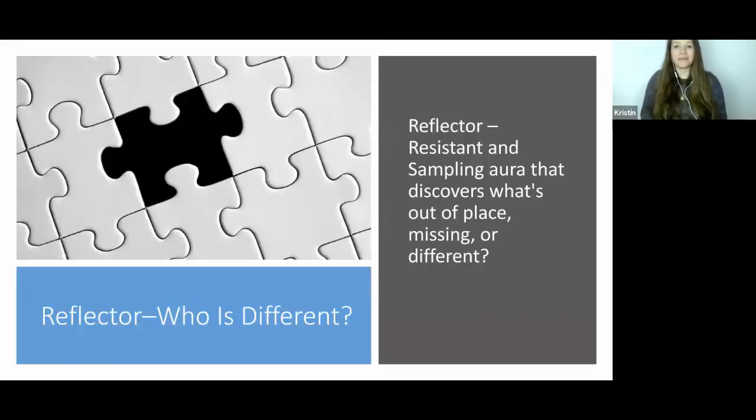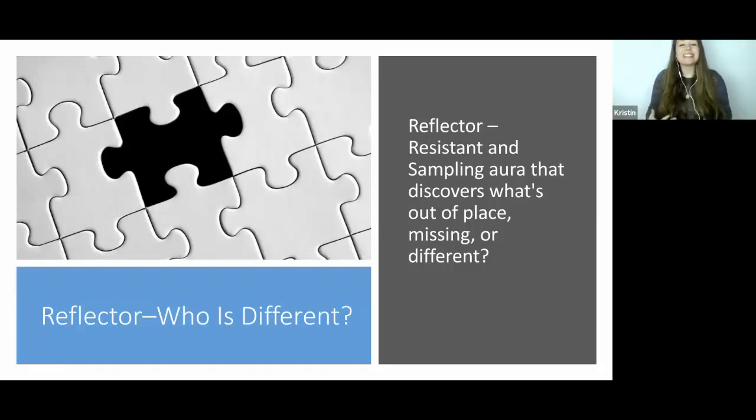And lastly, the reflector. The reflector's aura is sampling. It's resistant. It's not closed, okay, but it's also not very open. It's sampling aura, and it will discover what's out of place, what's missing, what's different. And the great thing for the reflector is because it is so open, it has no human design centers defined at all. It will constantly be sampling different auras, and it turns into those auras, but as soon as it leaves, it can also leave that energy. And so they learn quickly, they catch on quickly, and they also forget quickly sometimes.